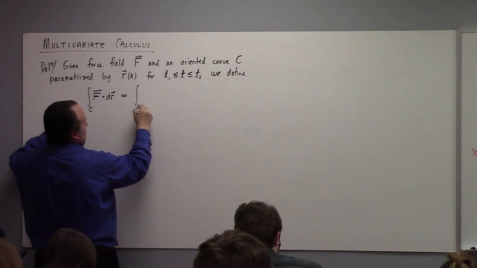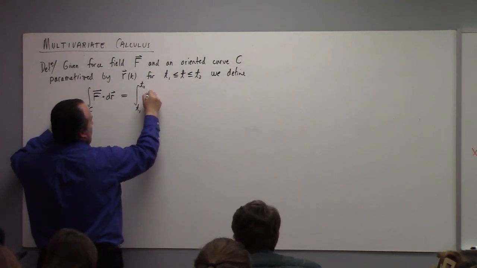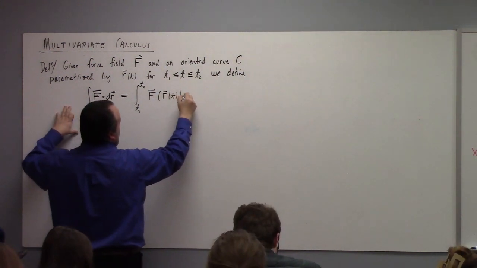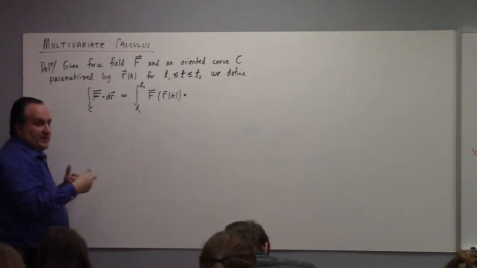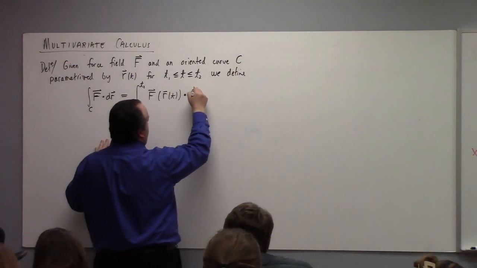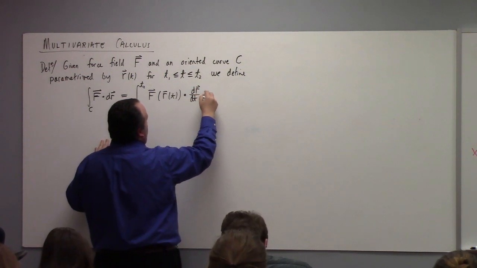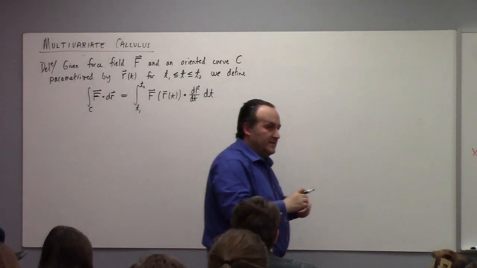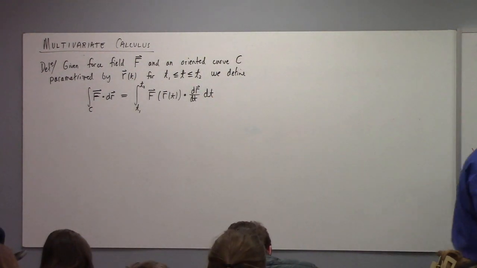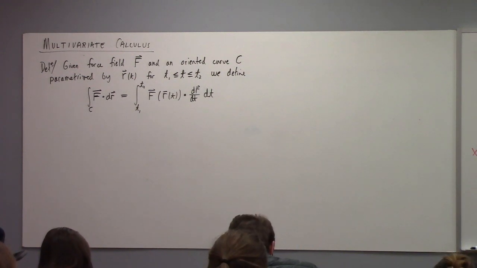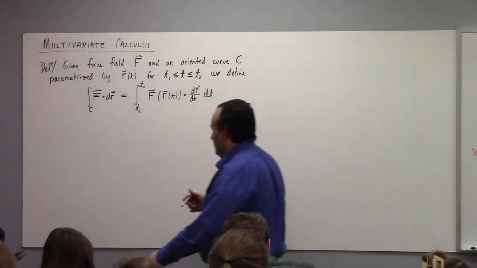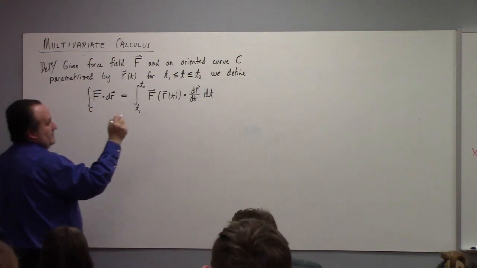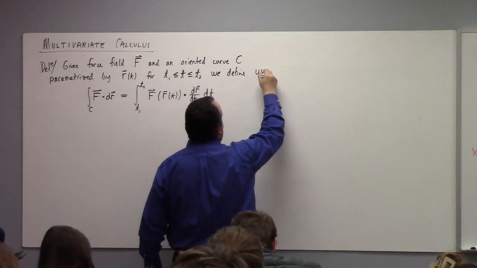It's the integral from t1 to t2. We take the vector field, we evaluate it at the path r of t. Then we take the dot product of that with the velocity of the path, namely dr dt. And we integrate that over time. This is called the line integral of F over the curve C. This defines for us the work done by F over C, right? This is the work.